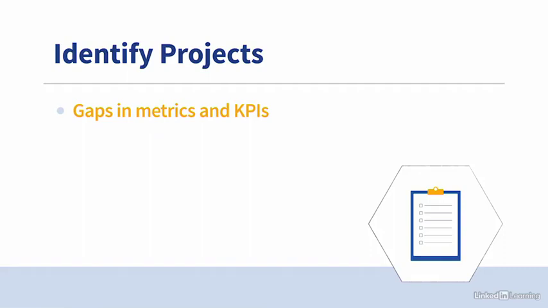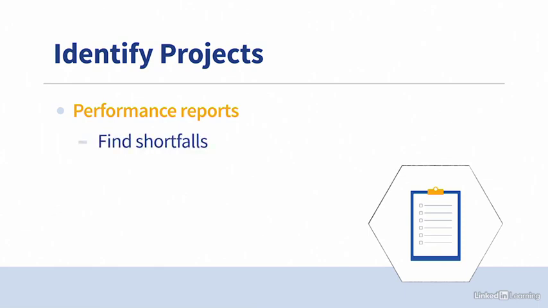Identify performance gaps in key metrics, key performance indicators, or KPIs. Do these performance gaps have to be closed? Review performance reports on products, services, and processes. Identify the areas with performance shortfalls. They are potential targets for Six Sigma projects.